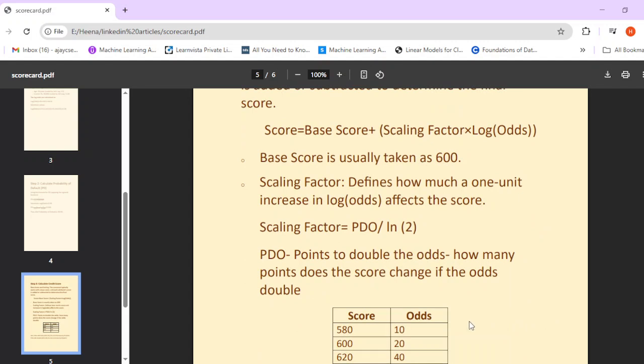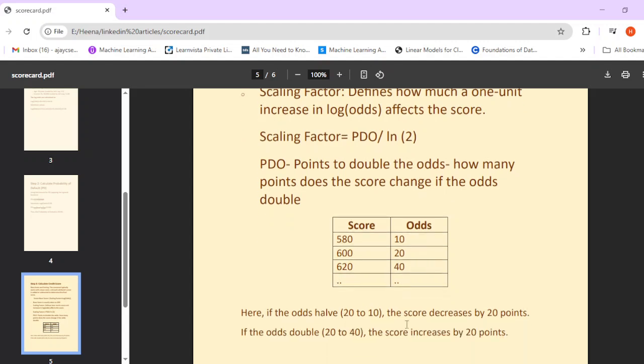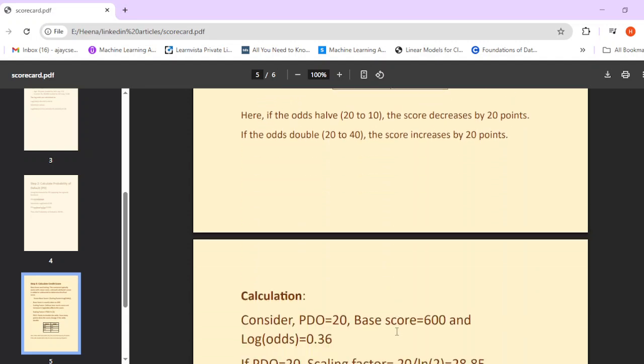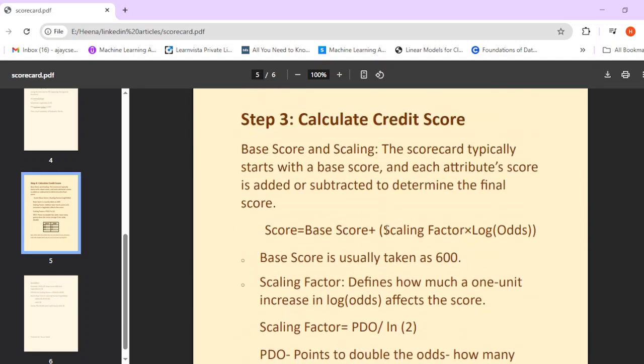Points to double the odds indicate how many points are needed so that the odds get doubled. So here the odds are 10, then the odds are 20. As we can see, the odds are doubling. And how many points are needed so that the odds double? It is 20 points. So if the odds halve, that is 20 to 10, the score will decrease by 20 points. If the odds double, that is 20 to 40, the score will increase by 20 points. So this is the points to double the odds, which is 20. And 20 by natural log of 2 is the scaling factor.